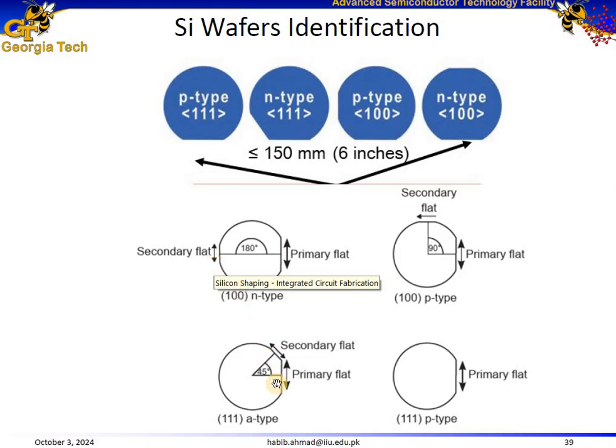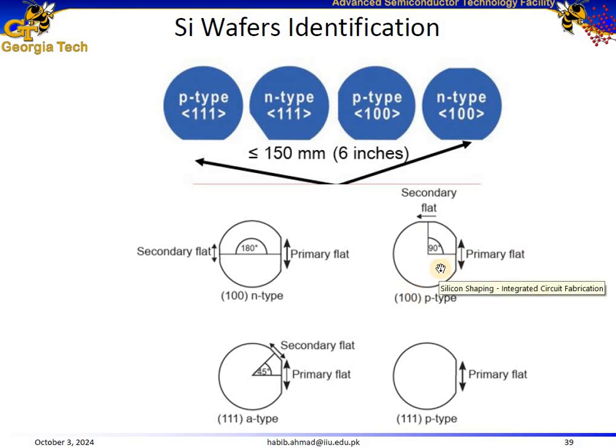Similarly, silicon 111 P-type wafer. So here we are talking about 100. Let's talk about 100 P-type first. Similarly, silicon 100 P-type wafer has a primary flat and a secondary flat which is located at 90 degrees relative to the primary flat. Then we have silicon 111 N-type.